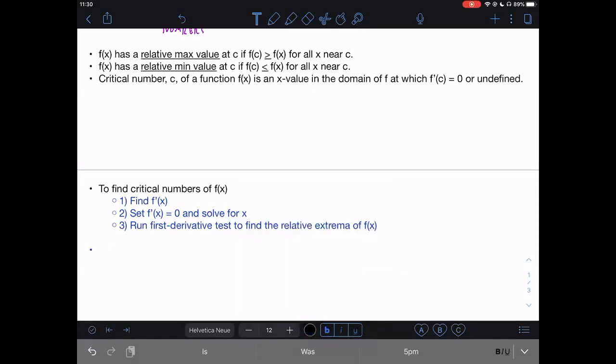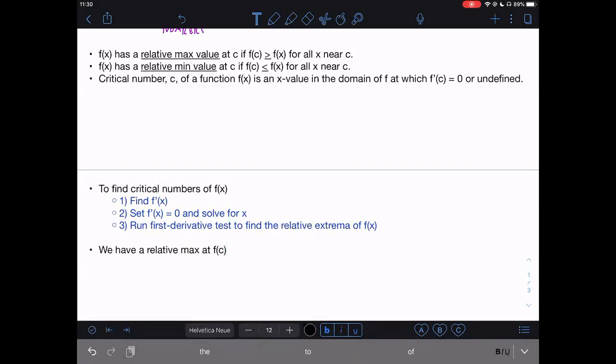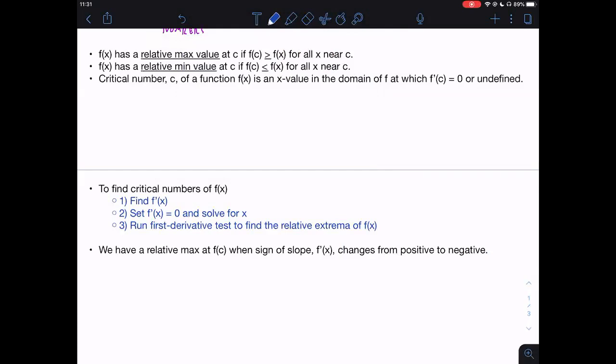Let's see how we can find these relative extrema once we obtain our critical numbers from the second step. We have the relative maximum points, f of c. Evaluating our original function at the critical number will give us a relative maximum if the sign of our slope, f prime of x, changes from positive to negative. In other words, our original function f of x is first increasing, then zeroes out, reaches a flat line, reaches a peak, and then comes down.